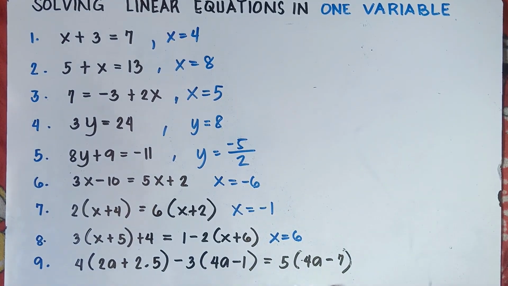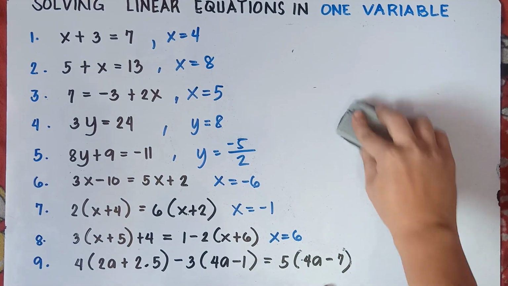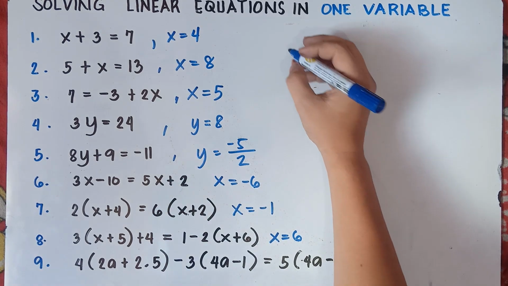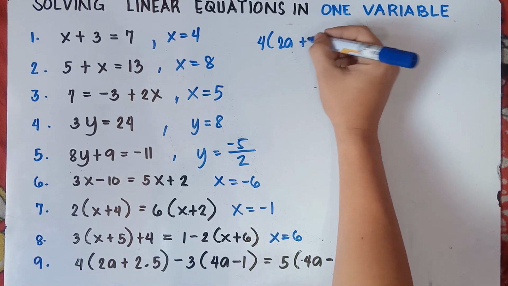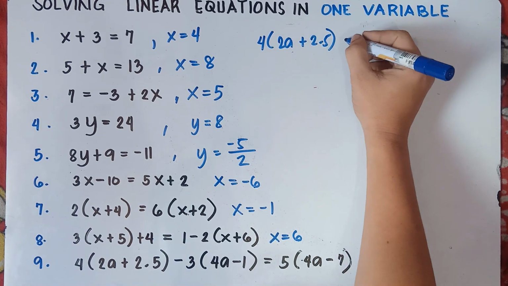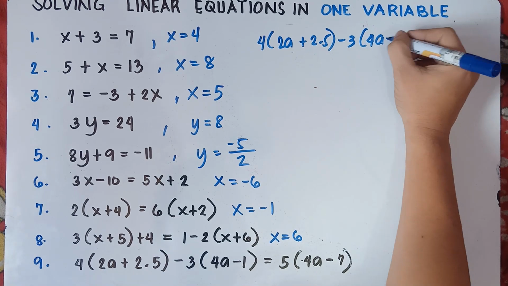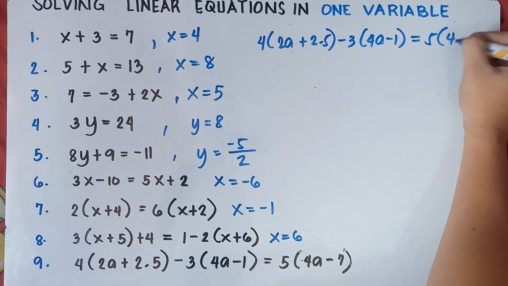Alright, so our next video is still linear equations in one variable, but we're dealing with fractions. Alright, so let's have number 9. For 2a plus 2.5 minus 3. This is more complicated, class. 4a minus 1 equals 5 times quantity 4a minus 7.